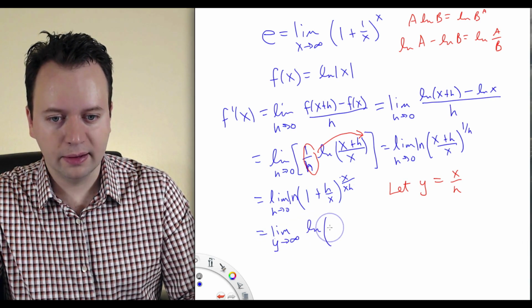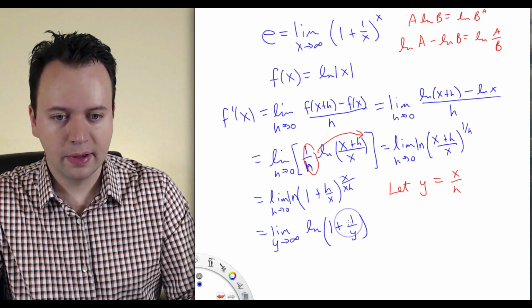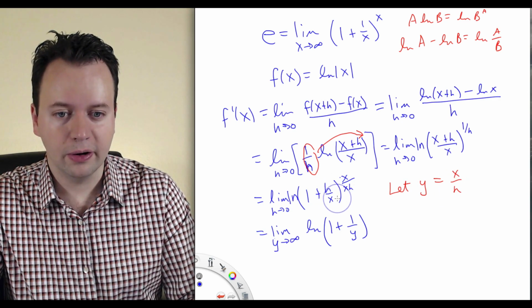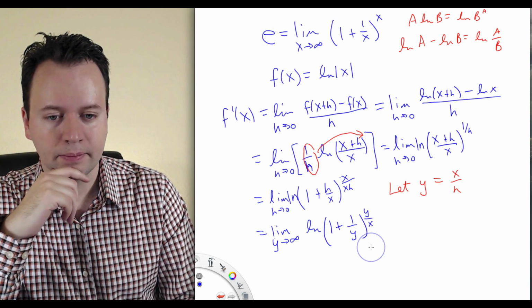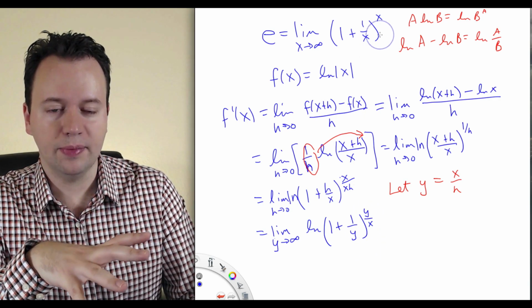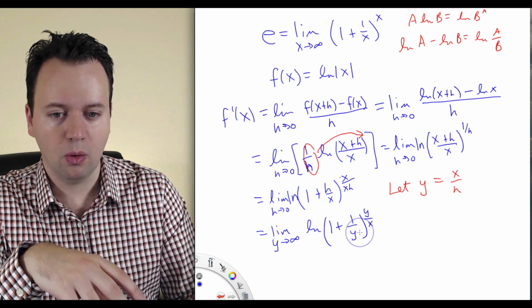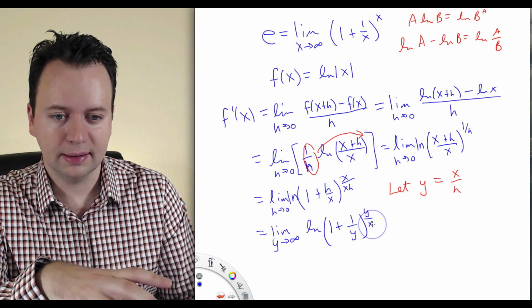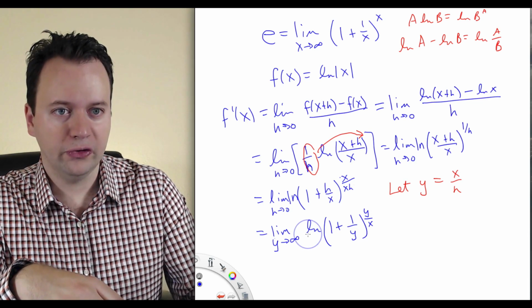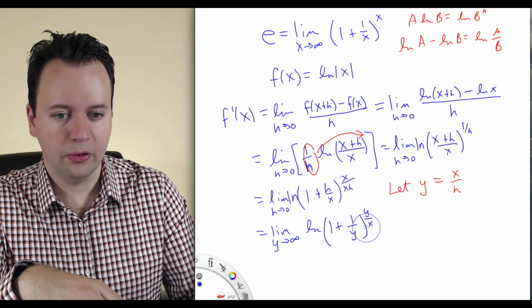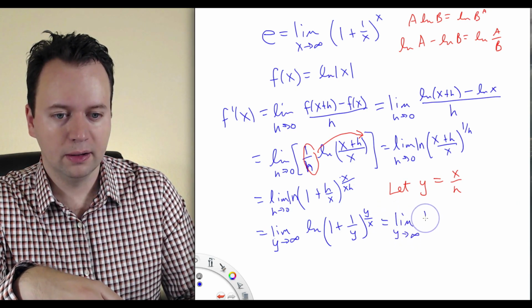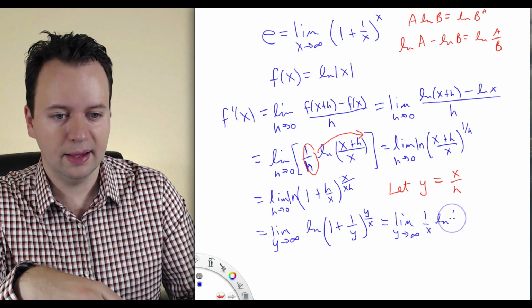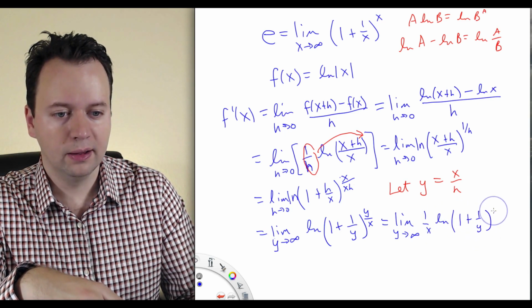And then we have the ln of 1 plus 1 over y. x over h is just y, so we have y in the denominator here. And we have x over h up here, so that's just y over x. Now it's very similar to what we have up here, except up here we have an x and down here we have a y. So let's get this x completely taken out of the picture by using this rule up here one more time and rewrite this as the limit as y goes to infinity of 1 over x times the ln of 1 plus 1 over y to the power of y.